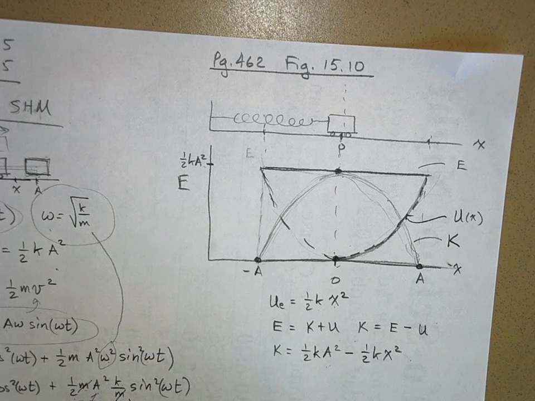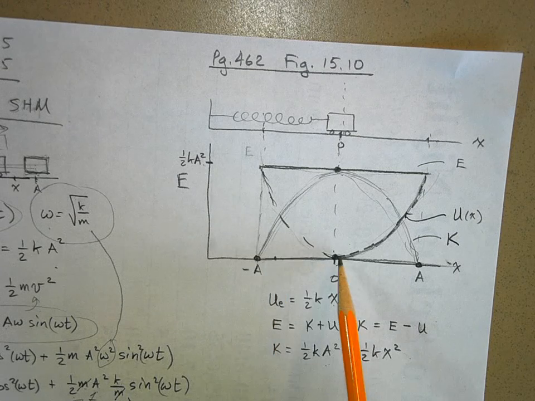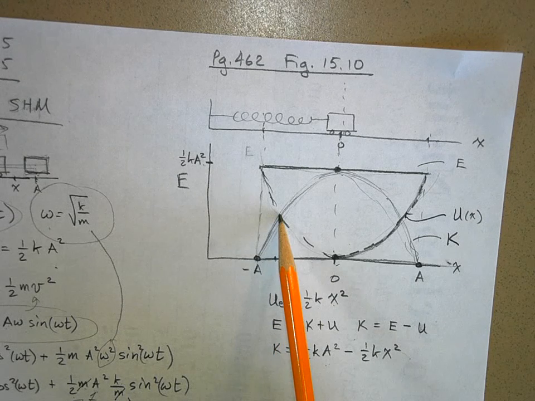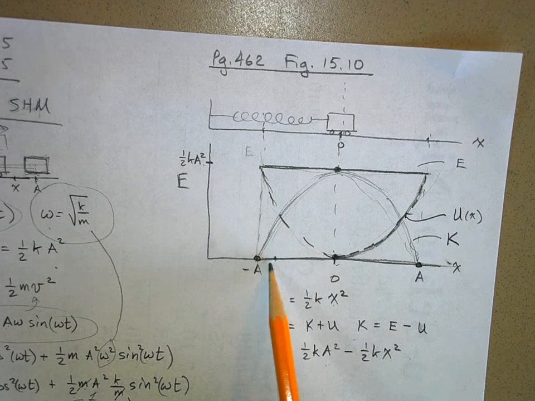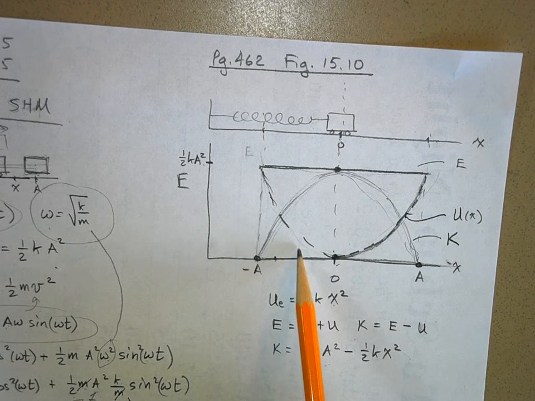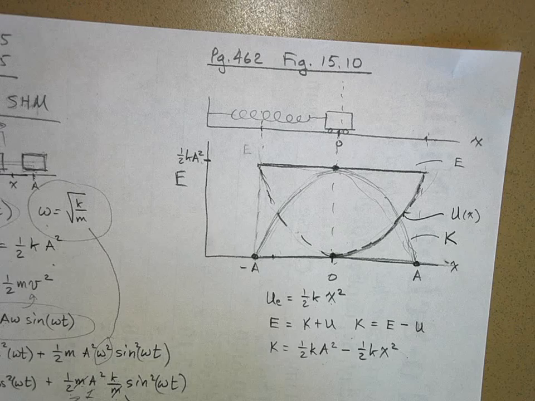And one interesting problem might be, where is my position where the potential energy and the kinetic energy are equal? It's not halfway. If you look halfway, it's not even close. It's over here somewhere. So that'll be an interesting problem for you to think about. Okay.